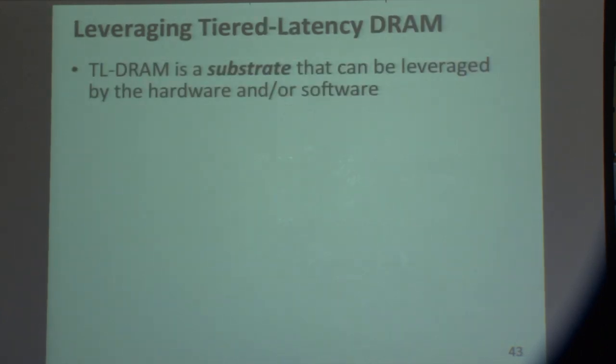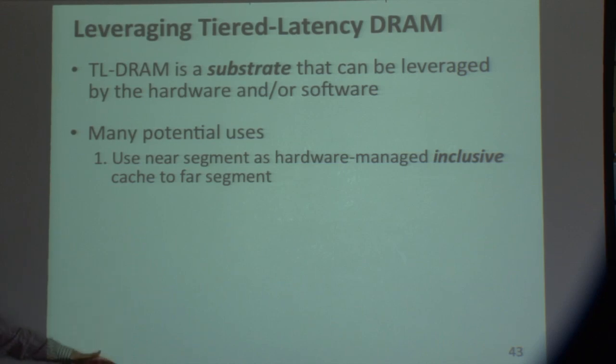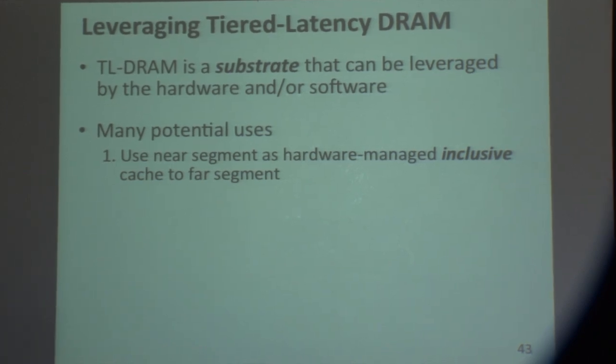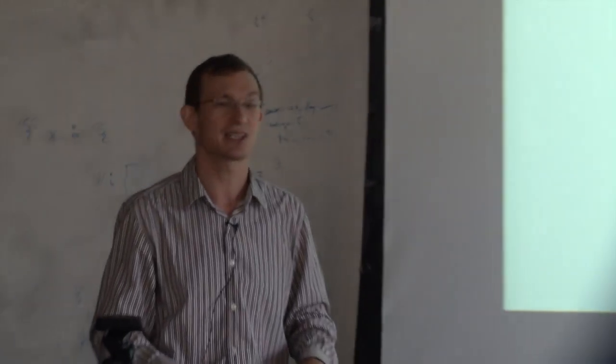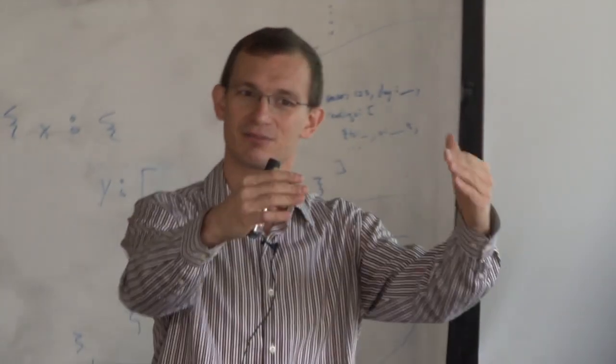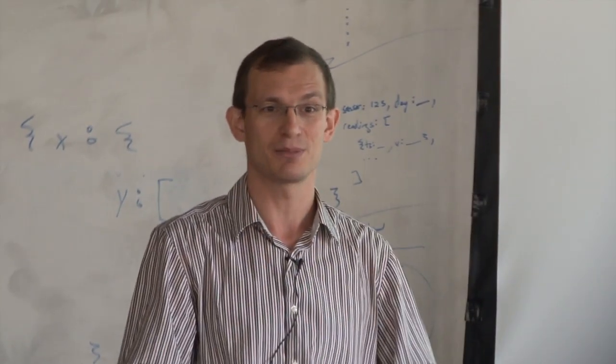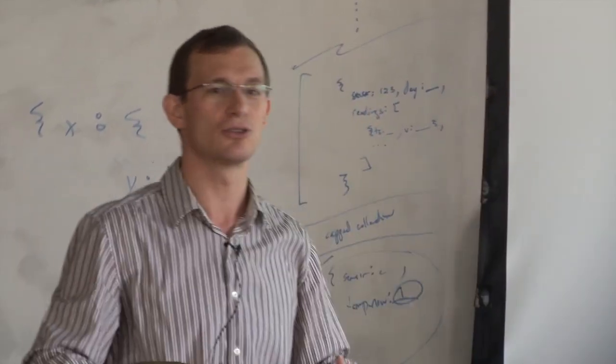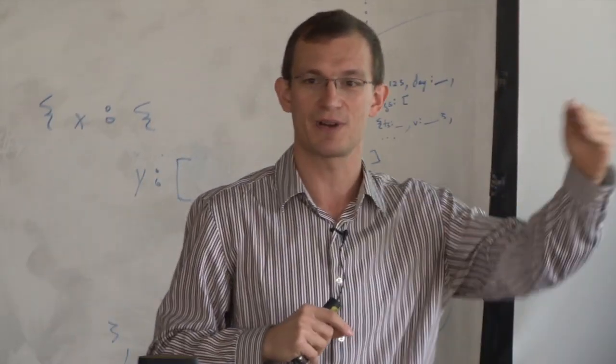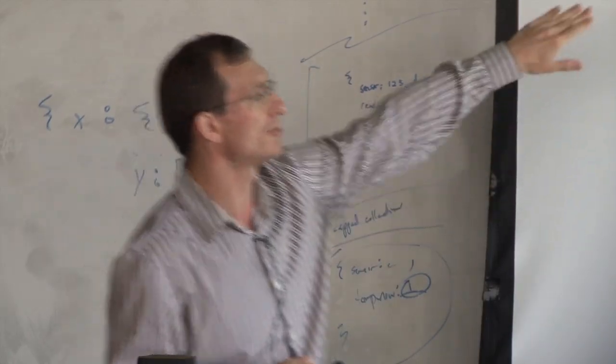So this is actually a substrate, right? You have a substrate that can be leveraged by the hardware and/or the software. There can be many potential uses. And if you look at the paper, it lists several potential uses. One is you can use the near segment as a hardware-managed inclusive cache to a far segment. Whenever you access data, it's initially in the far segment. And when you access that, you bring it to the near segment, the entire row. And how do you do that? Well, a mechanism similar to RowClone enables that, right? You can flash copy a row to a destination row from the far segment to the near segment. So you could do this.